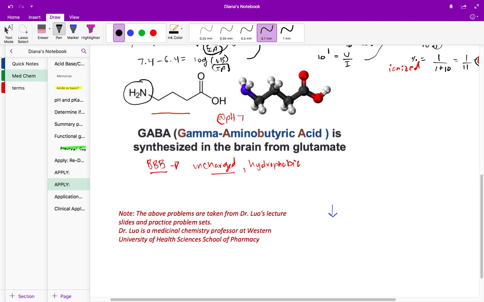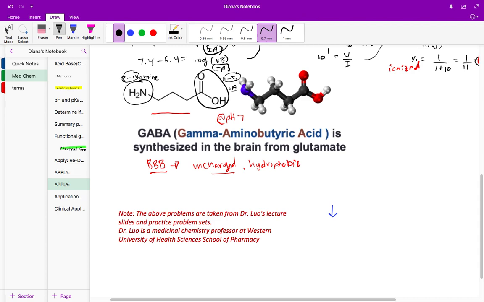So this is an amine, and this is a carboxylic acid. So carboxylic acid, if you remember from the first couple of videos, has a pKa of 1 to 5. And it is an unionized acid as drawn. And this amine is an aliphatic amine, not an aromatic amine, because we don't have any aromaticity. So this aliphatic amine, if you remember, has a pKa of 8 to 10.